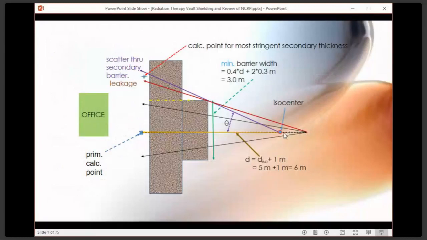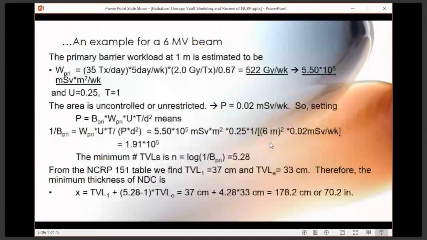All right, we'll come back to this figure in a moment. So the primary barrier workload at 1 meter is estimated as follows. You take 35 treatments a day times 5 days a week times 2 gray average dose per fraction, and I'm going to divide it by the TMR 0.67 for an average depth of 10. So I end up with basically 522 gray per week, or 5.5 times 10 to the 5th millisievert meter squared per week.